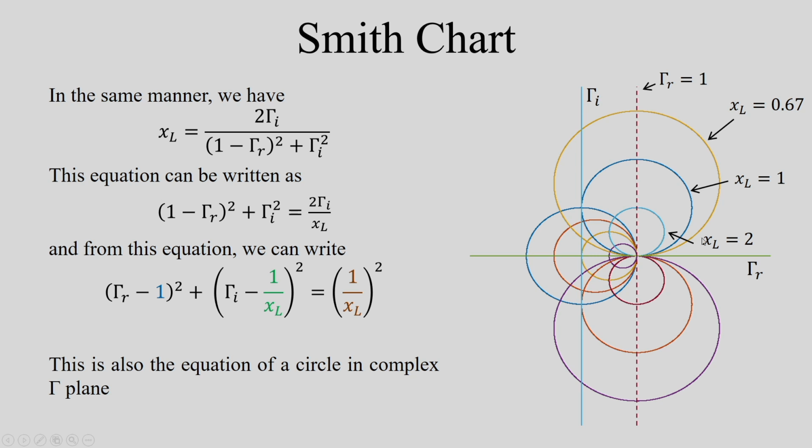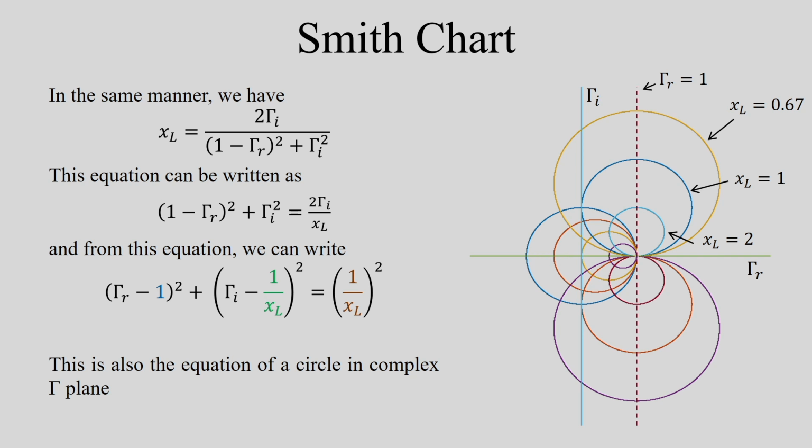So, we see that as X L becomes larger and larger, we are approaching towards this point. In fact, X L is equal to infinity will bring you here, and as X L becomes smaller, this circle becomes larger and the radius becomes larger and the center moves over this line. So, finally, when X L tends to 0, this circle will pass through this line.